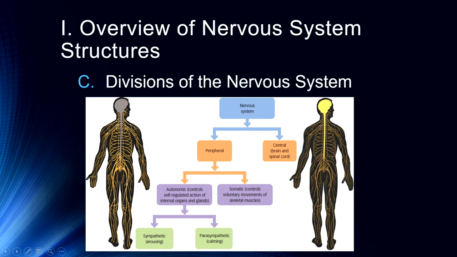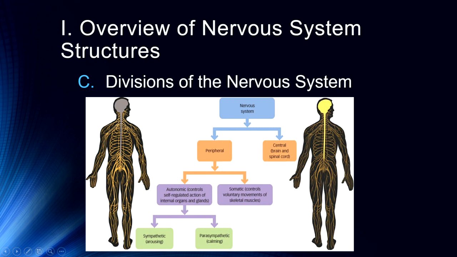The autonomic nervous system is involved in controlling and regulating our body's internal environment. So sort of self-regulated internal organs and glands. It's then further divided into a sympathetic nervous system and a parasympathetic nervous system. The sympathetic nervous system is our arousing autonomic function. That is, it engages our fight or flight response.